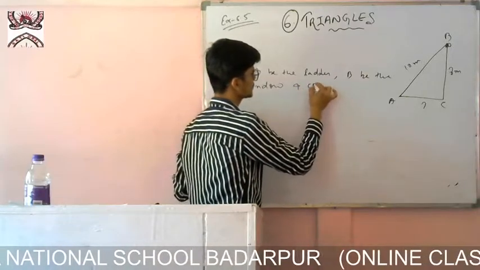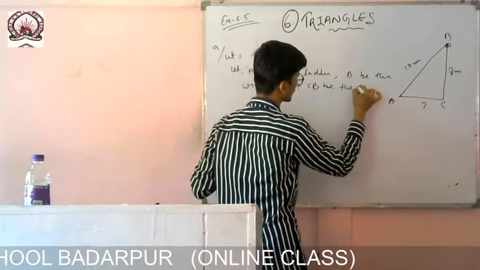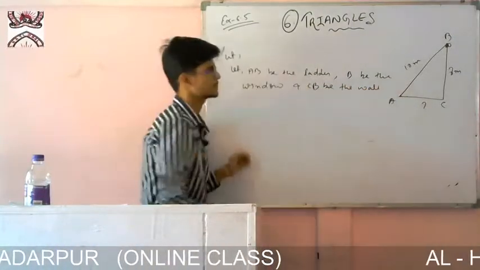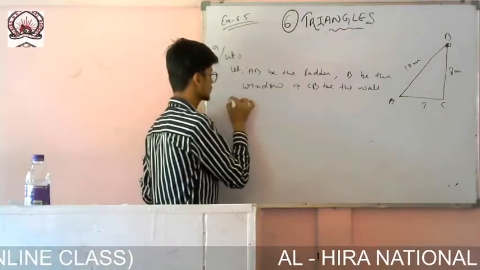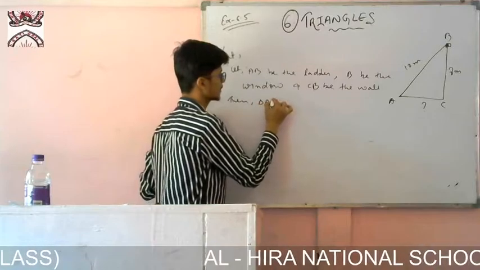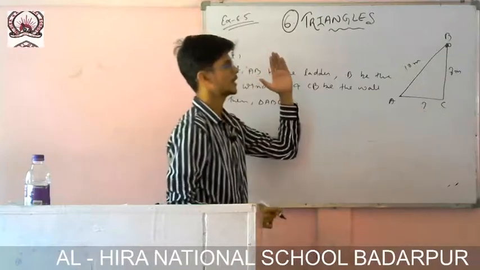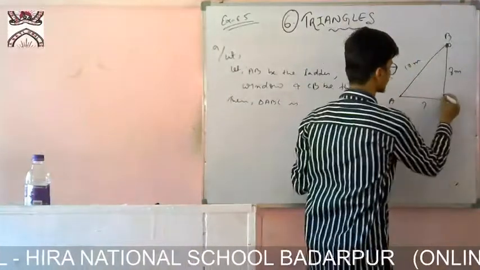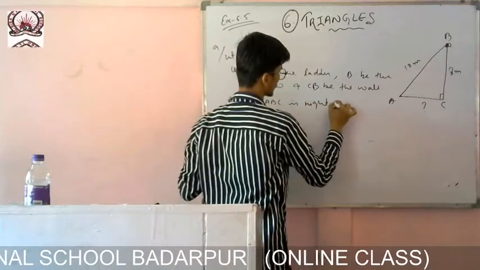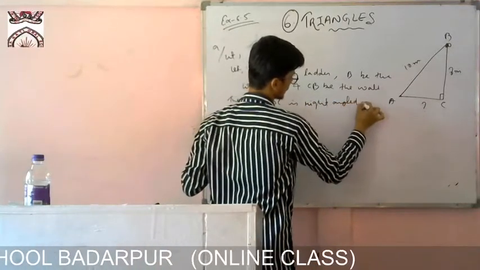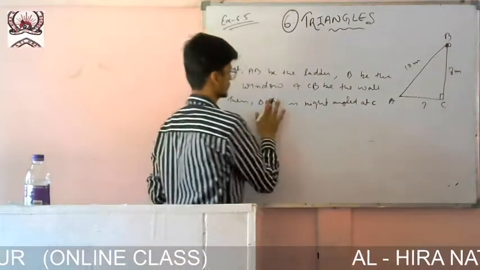Let CB be the wall. So if this is the wall, it is vertical, so triangle ABC will be a right triangle, because the wall is vertical. So ABC is right angled at C.